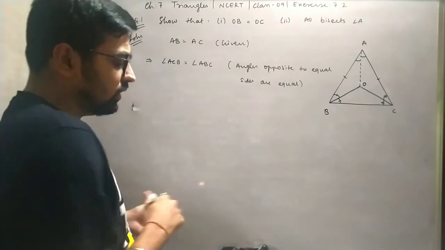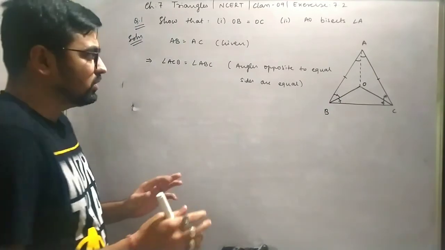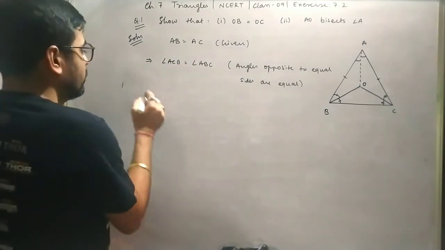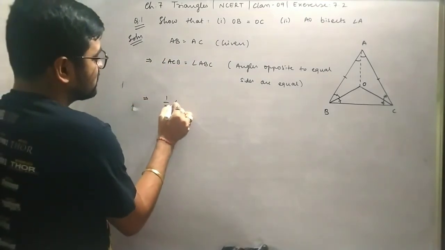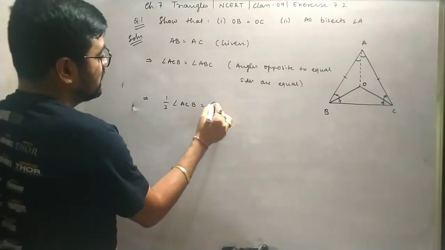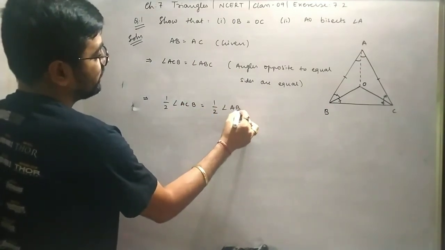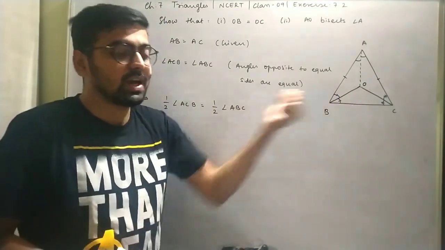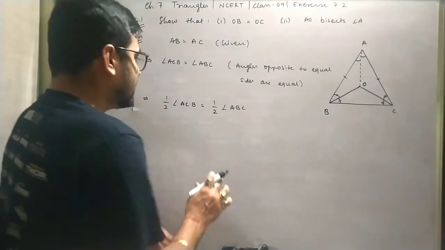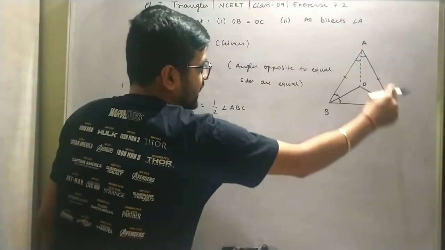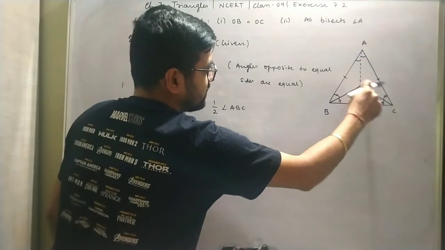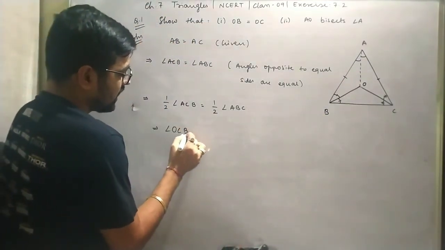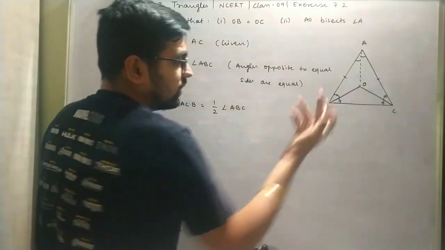Now what are we going to do further? So let me do something like this. Can I divide both of these by 2? So I'm going to divide by 2. So it becomes half of ACB is equal to half of ABC. Now why did we do this? Because we know that OB and OC are the bisectors. So I can easily say that half of ACB is equal to OCB. Angle OCB, or you can write BCO, it doesn't matter.